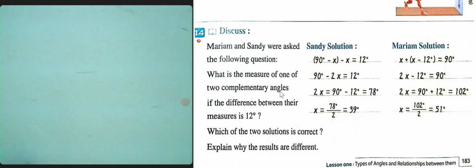Mariam and Sandy were asked the following question. What is the measure of one of two complementary angles if the difference between their measures is 12 degrees? Which of the solutions is correct? Explain why the results are different.